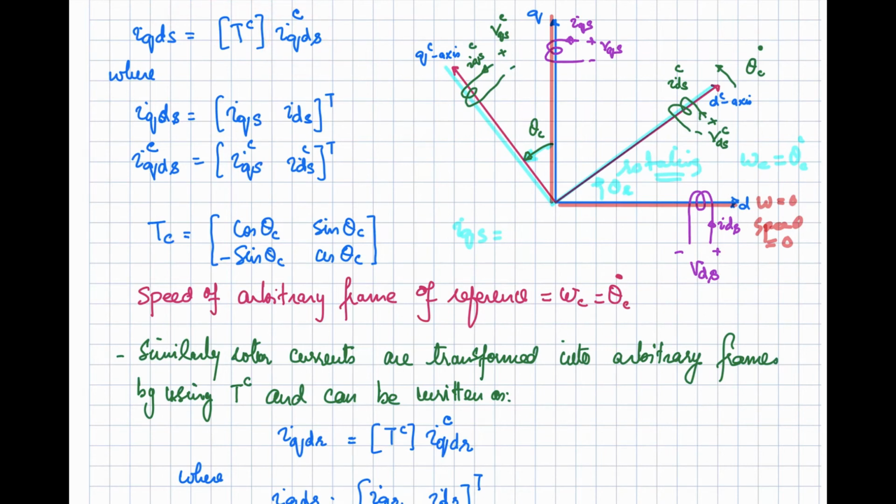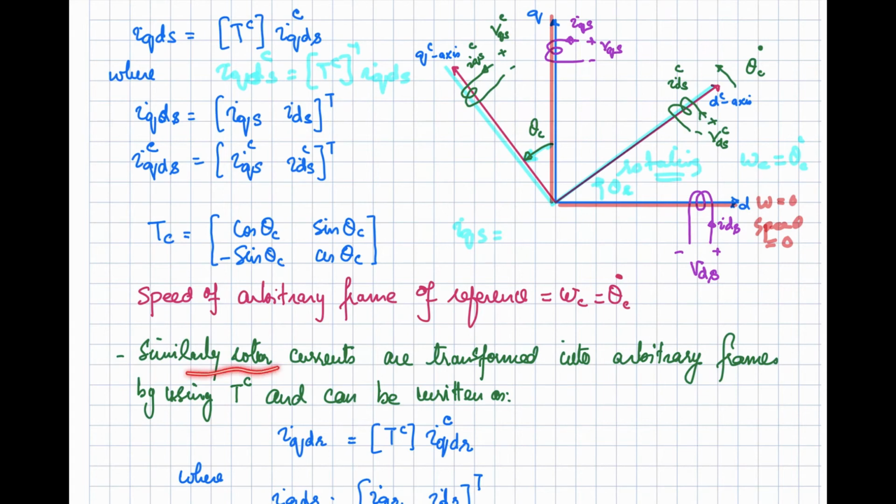frame of reference. And if you want to go in reverse, for that you can write that IQDS in the rotating frame of reference will be equal to this transformation matrix inverse times IQDS in the stationary frame of reference. So if you have the quantities in the stationary frame, you can convert them into the arbitrarily rotating frame of reference by taking the inverse of this transformation matrix. And what is the speed of this arbitrary frame of reference? It is rotating, let's suppose, with the speed omega c, and that is equal to the derivative of theta c, and theta c is basically the angle between the q axis or the d axis, right?